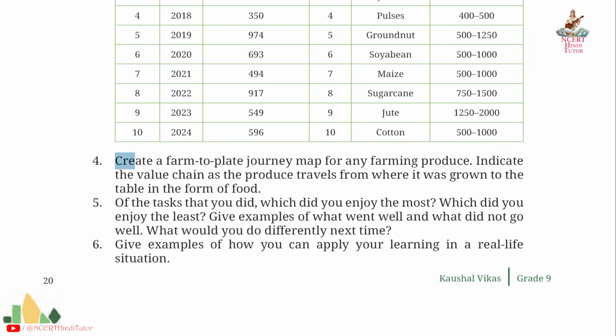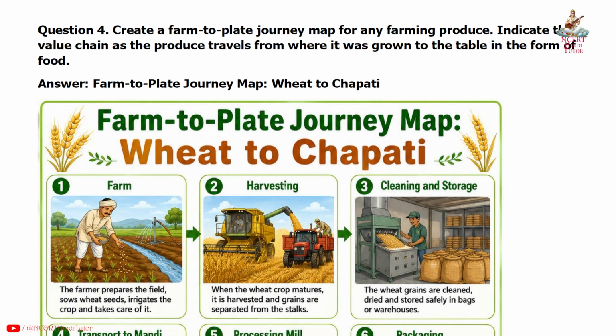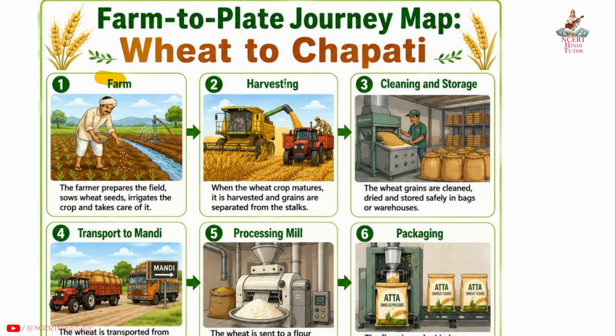Question 4. Create a farm to plate journey map for any farming produce. Indicate the value chain as the produce travels from where it was grown to the table in the form of food. Answer. So friends, farm to plate journey map, wheat to chapati. First, farm. The farmer prepares the field, sows wheat seeds, irrigates the crop and takes care of it.